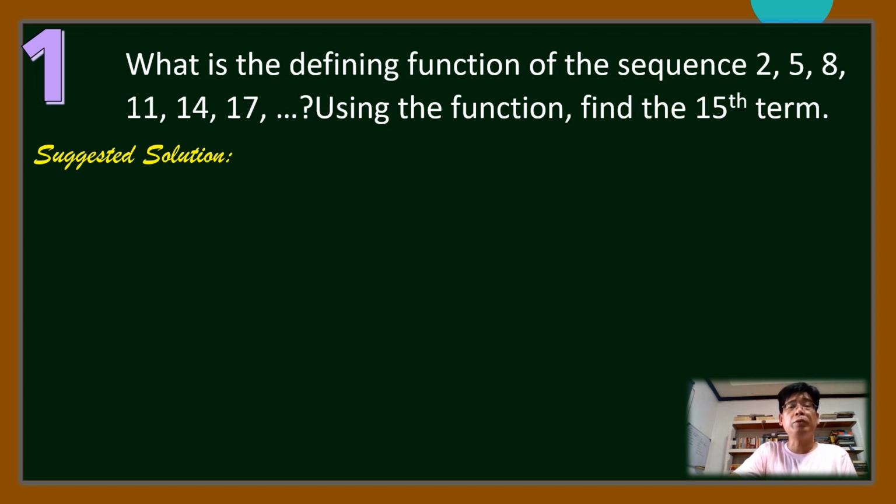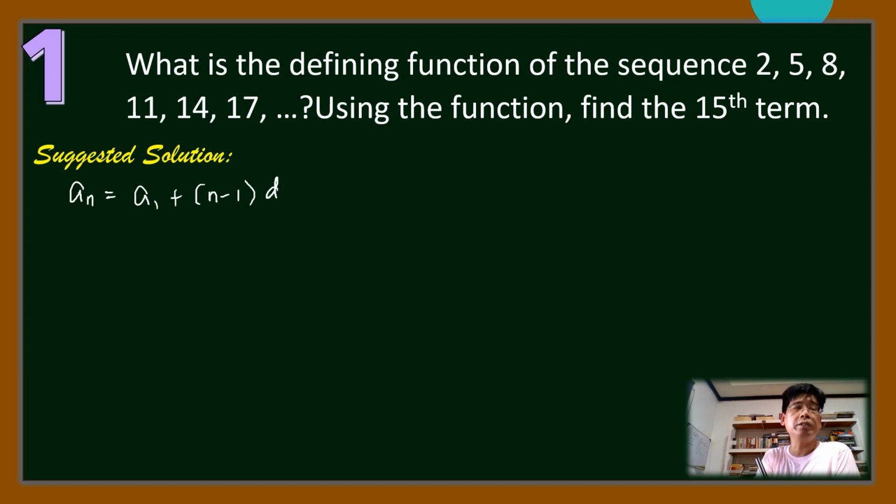From the given sequence, we can say that there is a common difference. Each term is obtained by adding 3 to the previous term, hence this is an arithmetic sequence. So to find the defining function for this sequence, we will use the nth term for an arithmetic sequence. That is, a sub n is equal to a sub 1 plus n minus 1 times d.